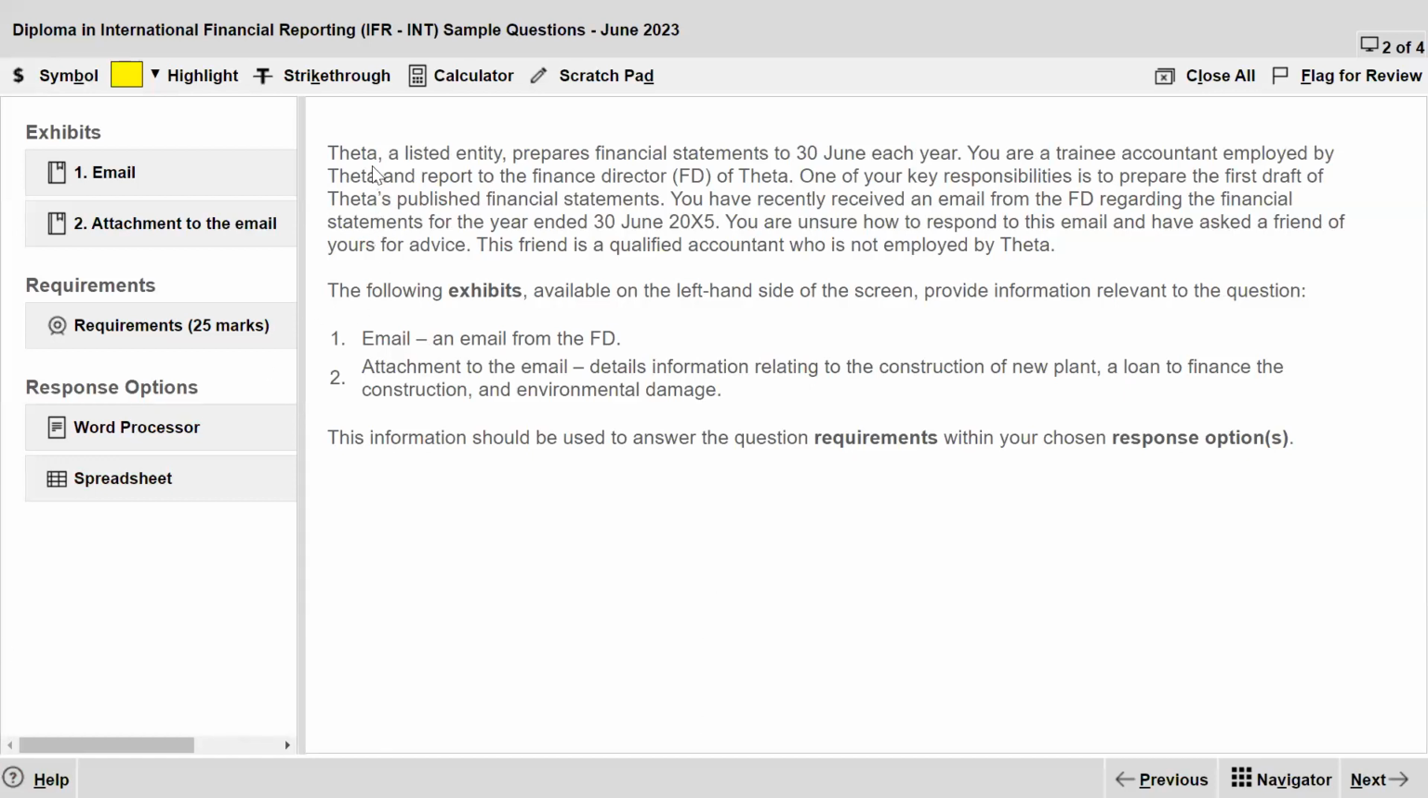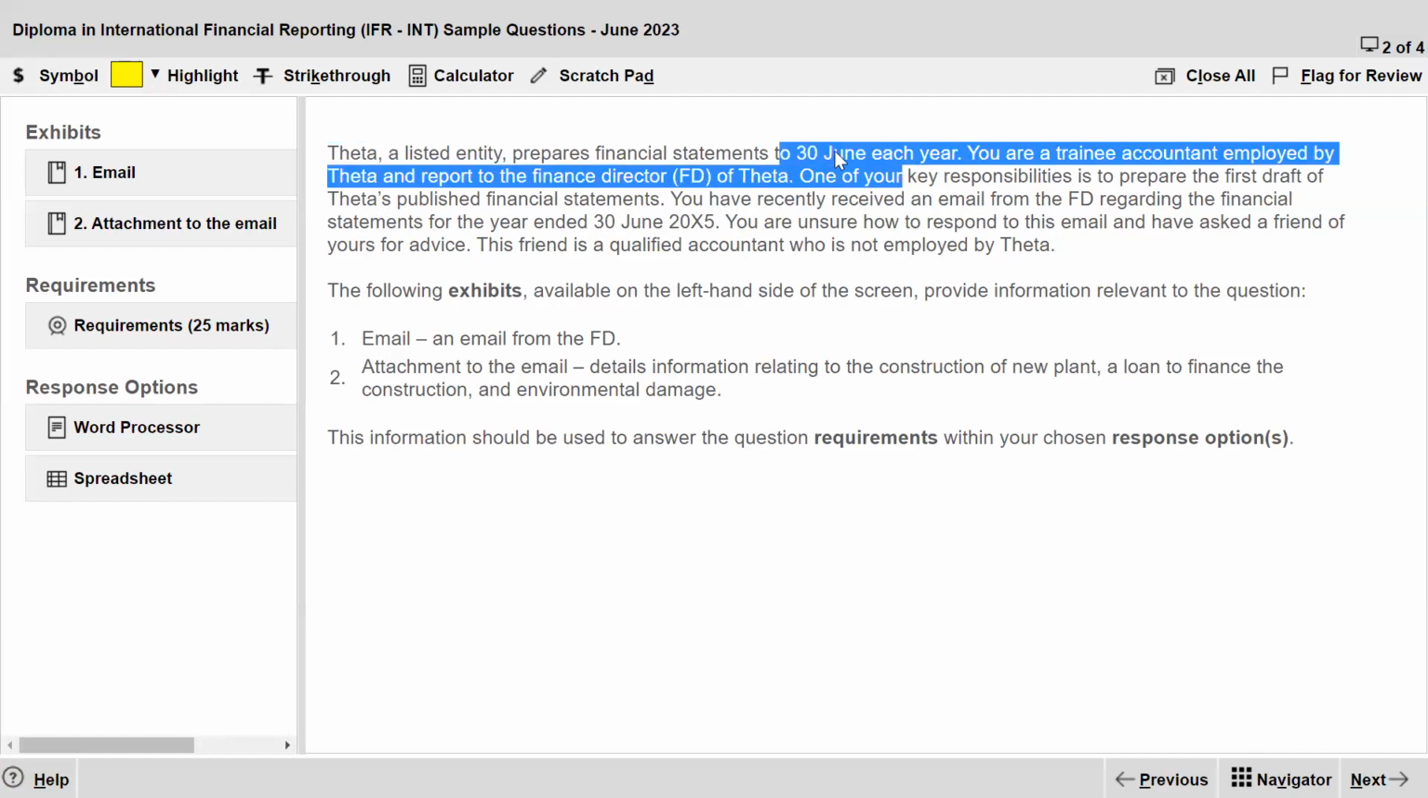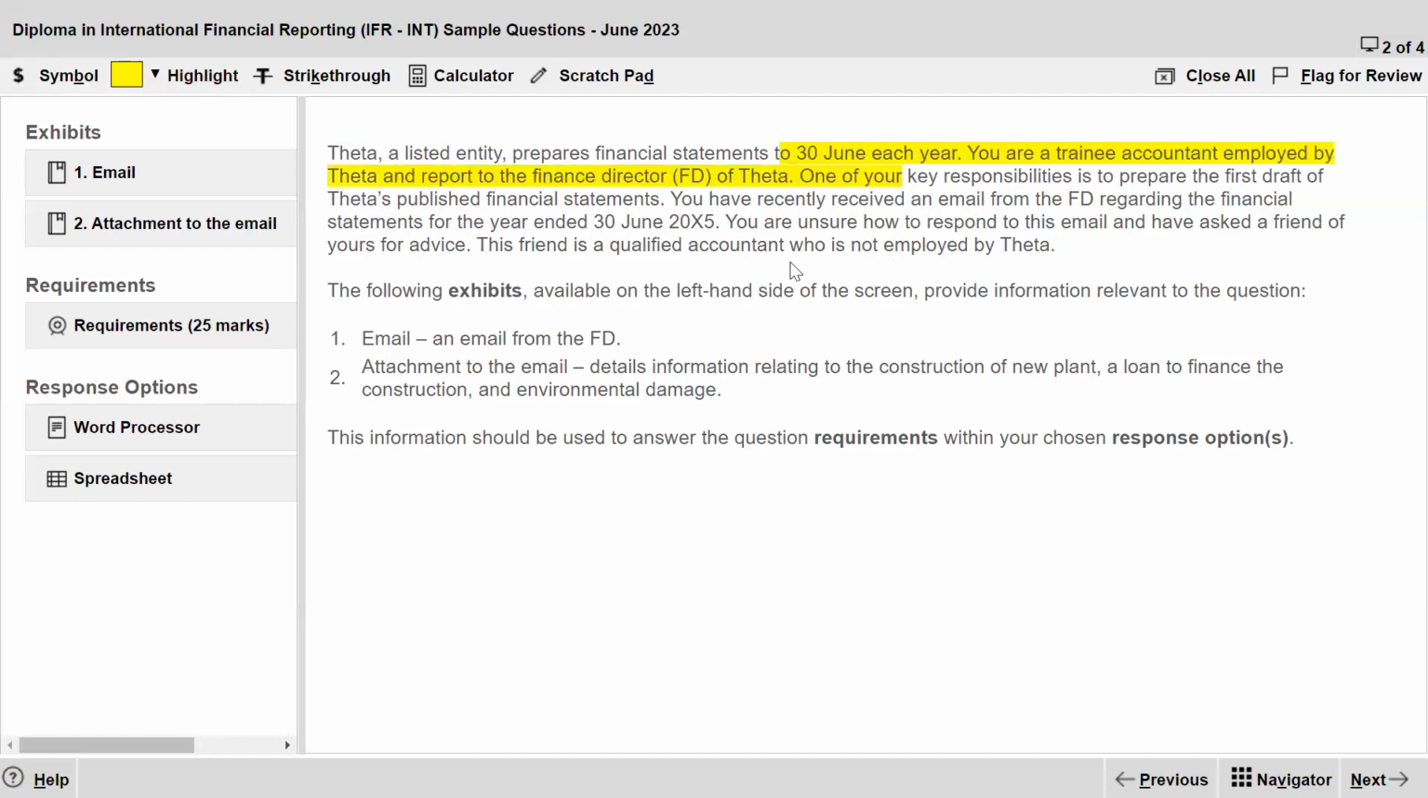And with respect to question number 2, it says that Theta, a listed entity, prepares its financial statements to 30th June each year. And what else is there? You're a trainee accountant.